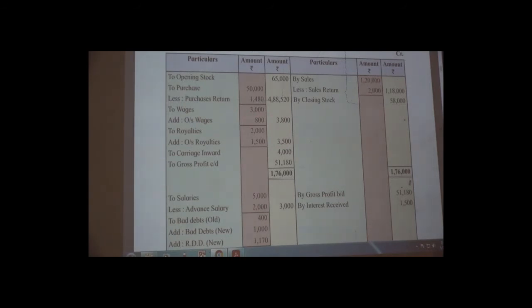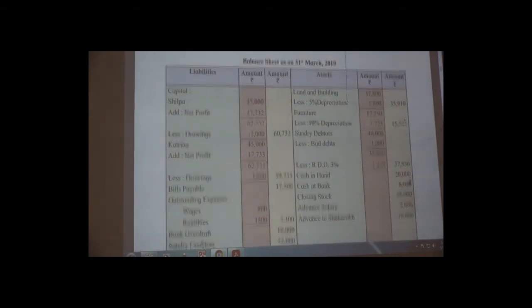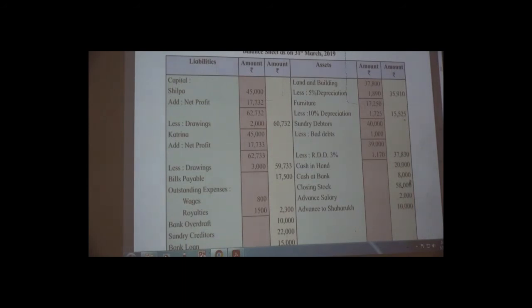Now here we have completed the debit side of the trial balance. Now see the credit side. On the credit side the first item is capital. So capital of partners is always to be taken on the liability side. So see here, this is the balance sheet. On the liability side we will have to write the capital of the respective partners.